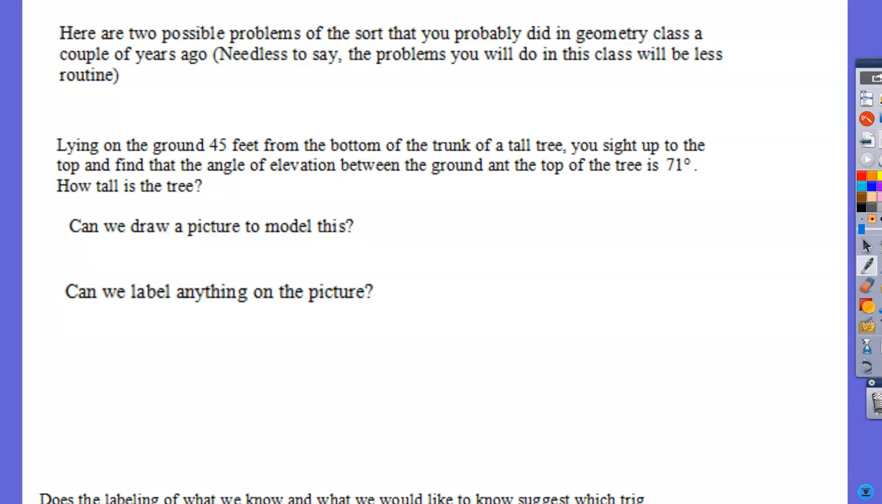So you probably have done these in the past, and the ones that we do will be more difficult. They won't be as routine as this, but this will get us going. And if you want to pause after we introduce the problem and try it, you can do that and then watch with me. So, okay, lying on the ground 45 feet from the bottom of the trunk of a tall tree. So here you are. You're over here. This is you. And here's the tree.